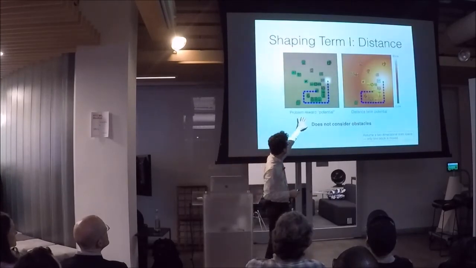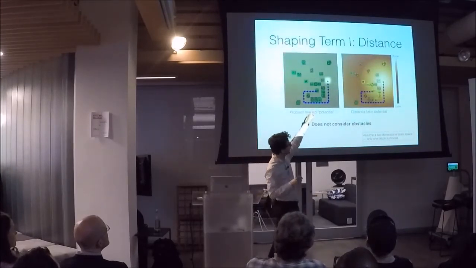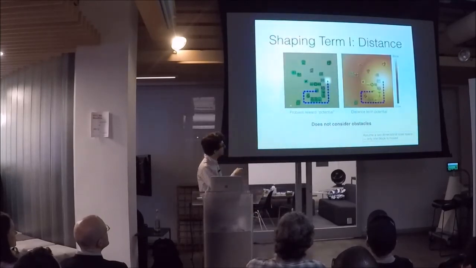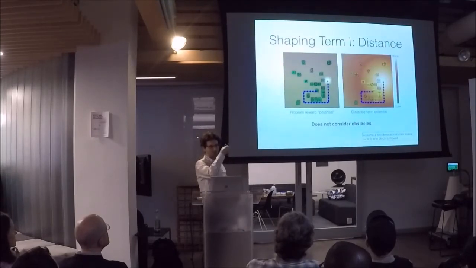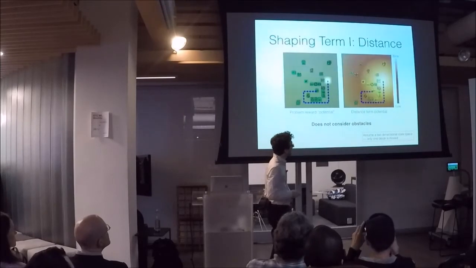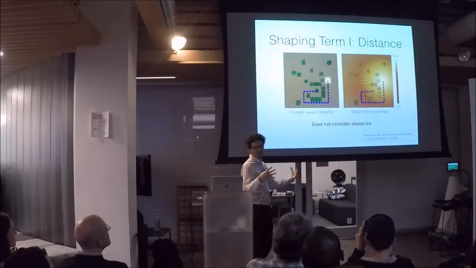So this is the problem reward potential. This is only the positive part of the problem reward. And what we see here is that basically there are no values anywhere else except the goal where you have this really high potential. Now, this distance term potential gives us a much more dense environment.